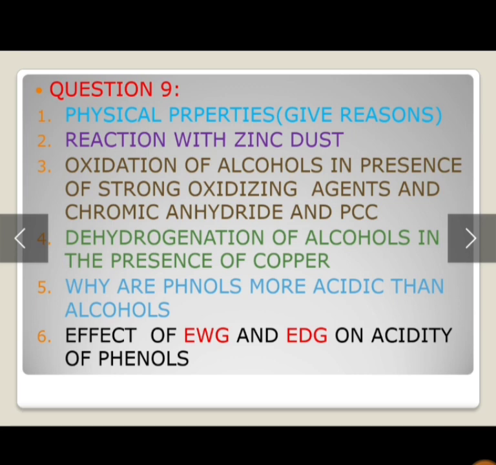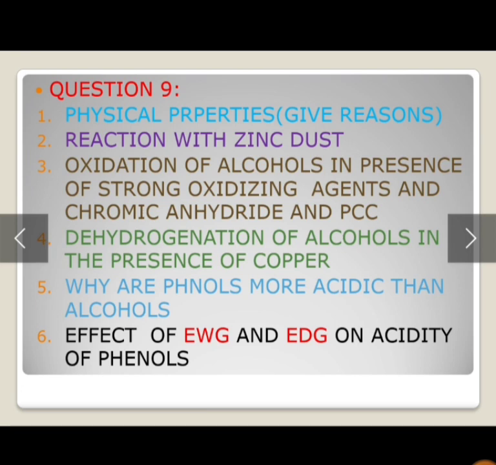Then the most important question: why are phenols more acidic than alcohols? It would be asked in 2 marks or even in 1 mark, so you can't predict. This is very important. The next part: effects of electron withdrawing group and electron donating group on the acidity of phenols. Last year it was asked in KVPY and in CET. So it is a question which is very important for competitive exams as well as theory. So you need to know the reasons.